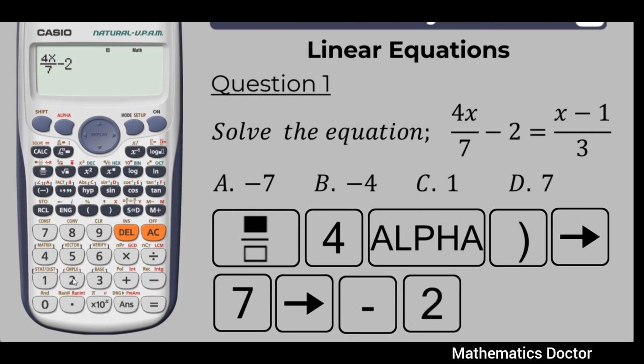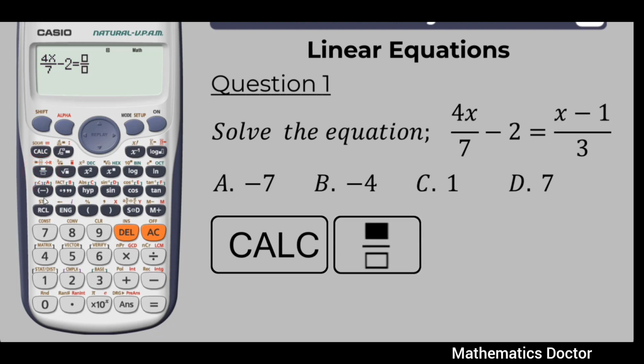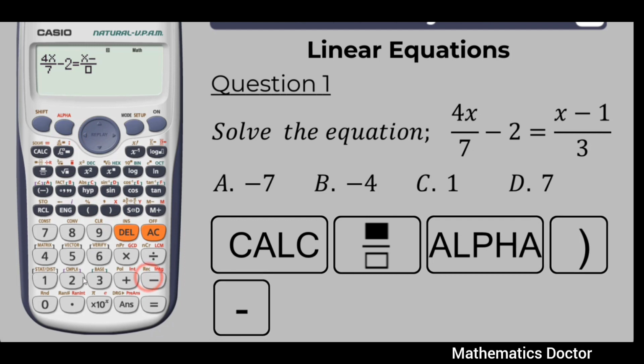The equal sign is done with the calculator and the linear equation by pressing the alpha key and pressing the CALC key. The equal sign nicely appears on the screen. So we go ahead and bring the last number, which is a fraction. So we press the fraction key. At the numerator, we have x. So press alpha and press the bracket close to get x. Then minus, and then you bring your 1.